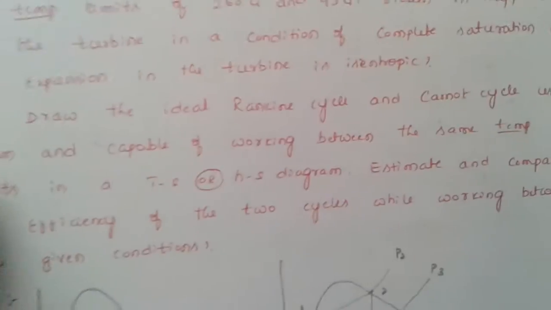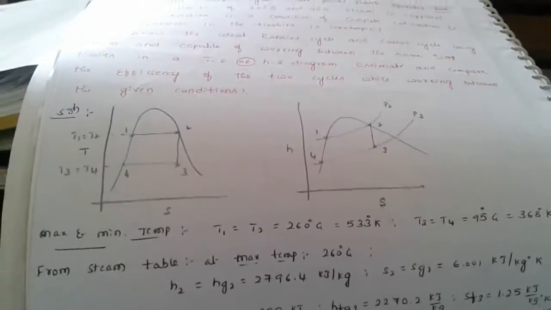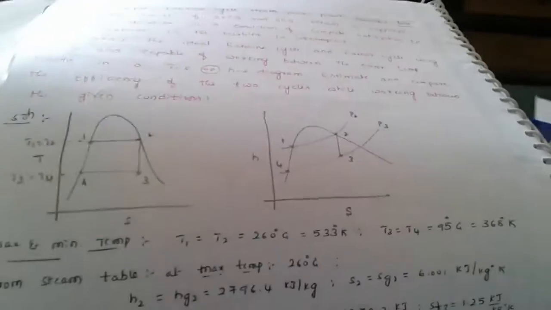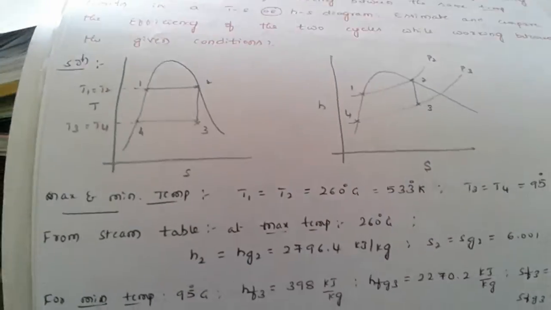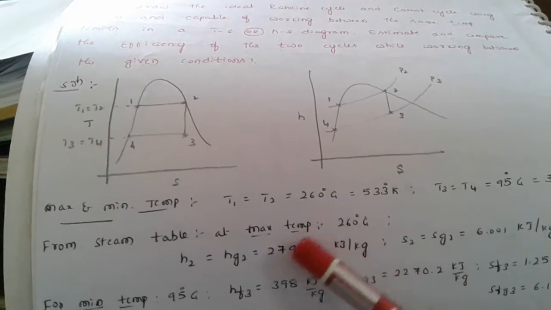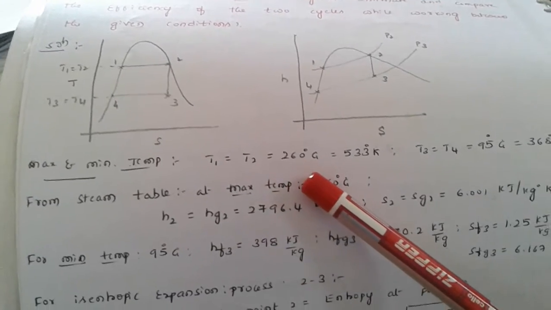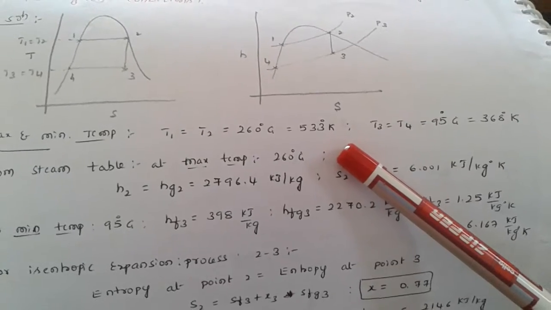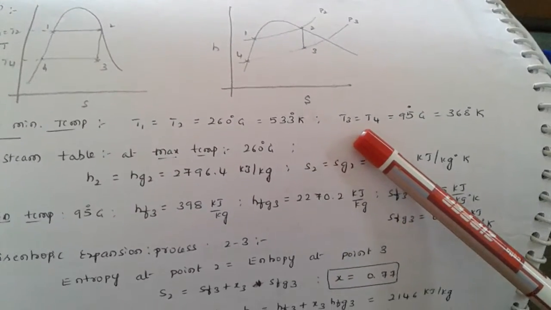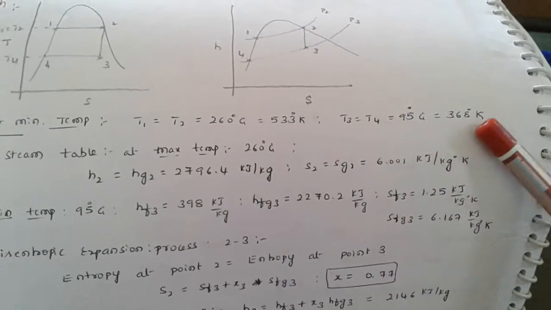Then you have to draw the corresponding TS and PV diagrams of the Rankine cycle. This is the TS diagram and HS diagram, with 1 to 2, 2 to 3, 3 to 4. Then the maximum and minimum temperatures: T1 is equal to T2, 260 degrees centigrade, which becomes 533.4 Kelvin, and T3 is equal to T4, 95 degrees centigrade, which becomes 368 degrees Kelvin.